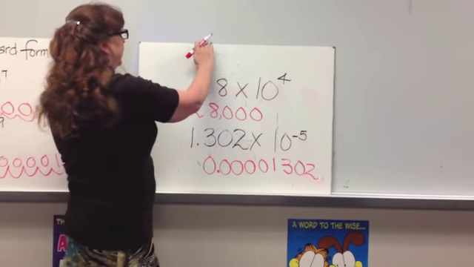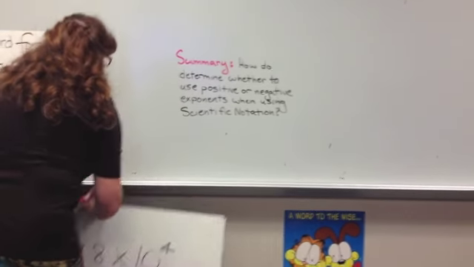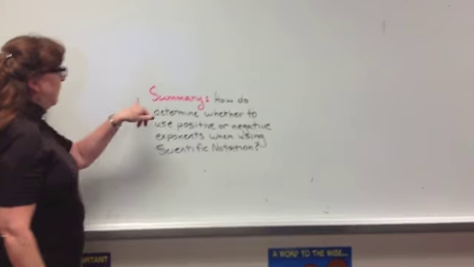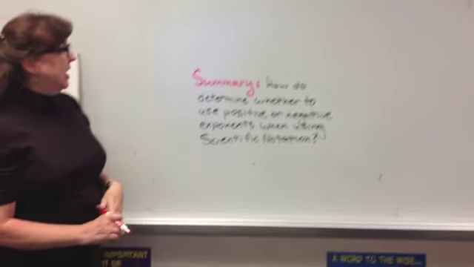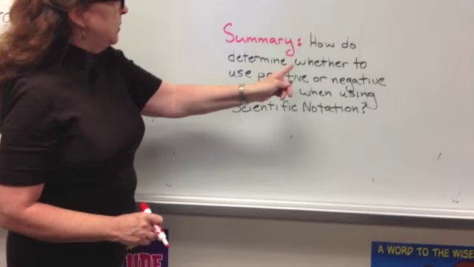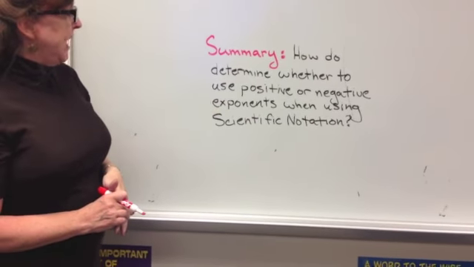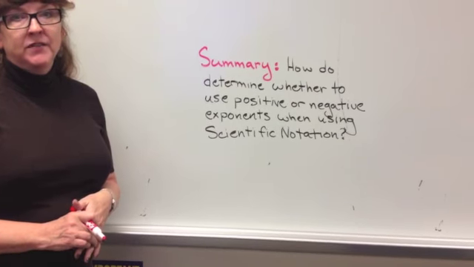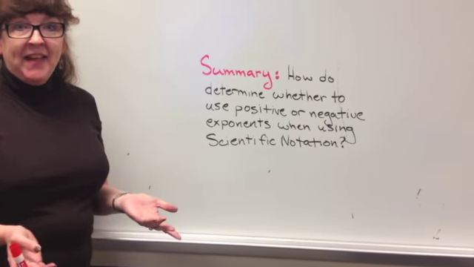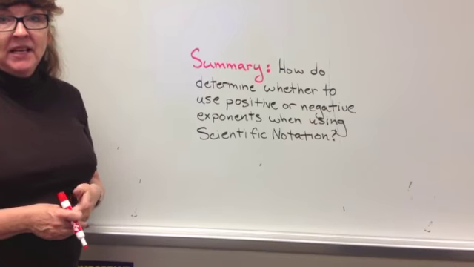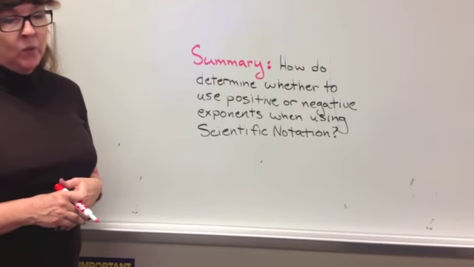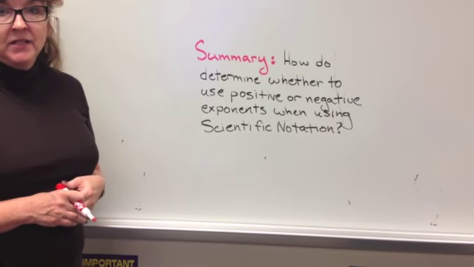Okay, that takes us to just about the end of our video. So on your summary at the bottom of the page, you want to write down how do you determine whether to use positive or negative exponents when using scientific notation. And that should be it. Be ready tomorrow to ask some questions, and we'll answer those and talk about scientific notation a bit.